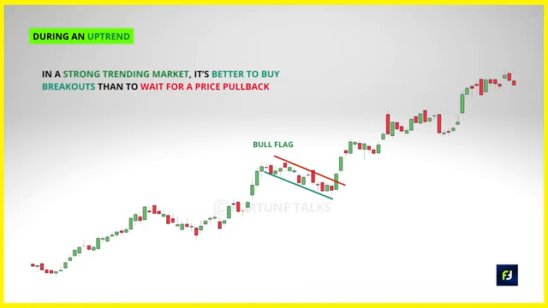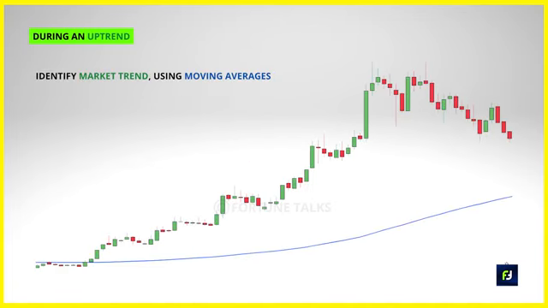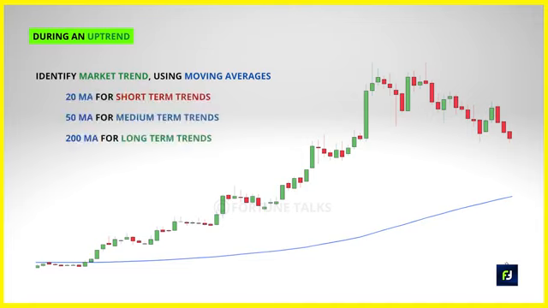In such a market, you can use the bull flag pattern as an entry trigger. Here's how you can trade bull flags in a trending market. Now the first step obviously is to find the market trend. You can look for a strong trending market with the use of moving averages. For example, for short-term trades, you can make use of the 20 period moving average, and for swing or positional trading purposes, you can make use of 50 or 200 period moving averages.